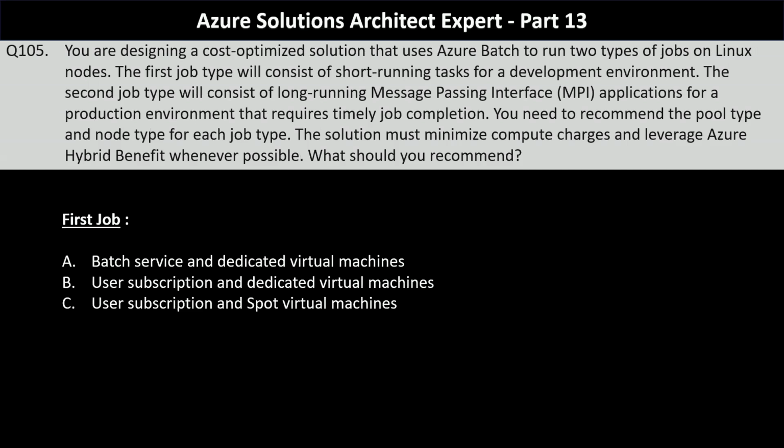Question number 105 of the series. You are designing a cost-optimized solution that uses Azure Batch to run two types of jobs on Linux nodes. The first job type will consist of short-running tasks for a development environment. The second job type will consist of long-running Message Passing Interface applications for a production environment that requires timely job completion. You need to recommend the pool type and node type for each job type. The solution must minimize compute charges and leverage Azure Hybrid Benefit wherever possible.